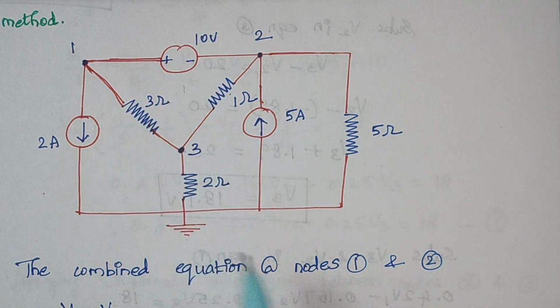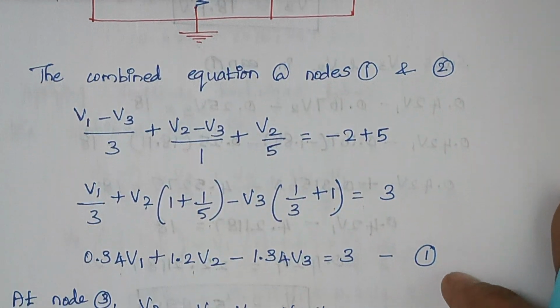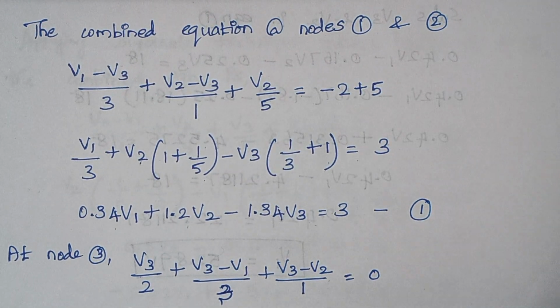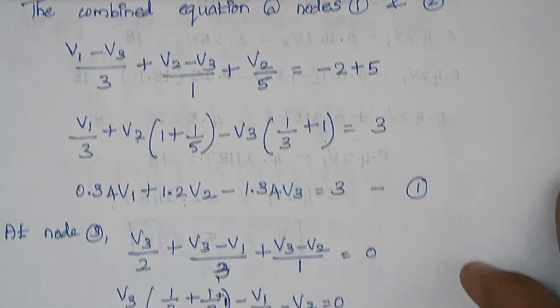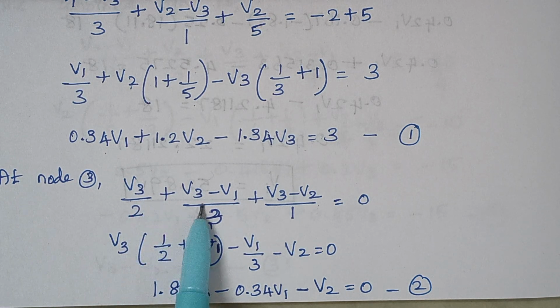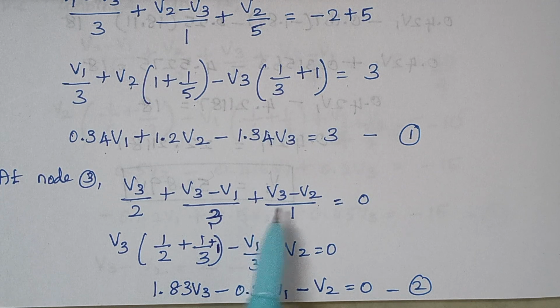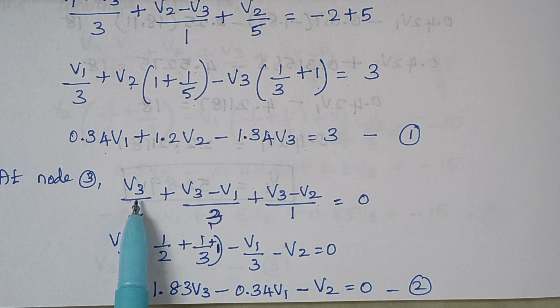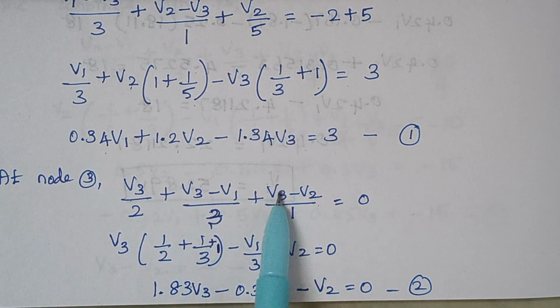After writing these three terms, the entire expression is equal to 0. The next step is to simplify these terms by combining similar terms together. When you simplify, we have 1.83 V3 minus 0.34 V1 minus V2 is equal to 0, and name this as equation number 2. I believe you know how to combine similar terms. Here we have three V3 terms: V3 by 2, V3 by 3 and V3 by 1.